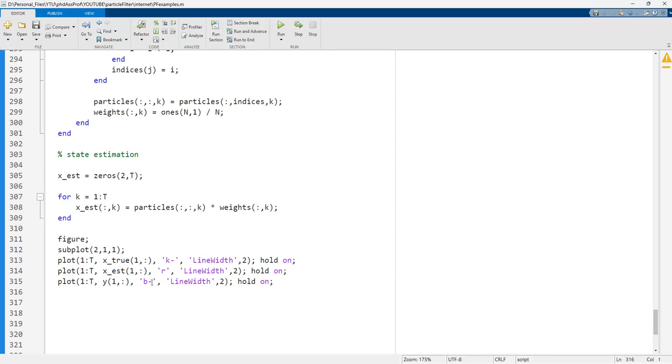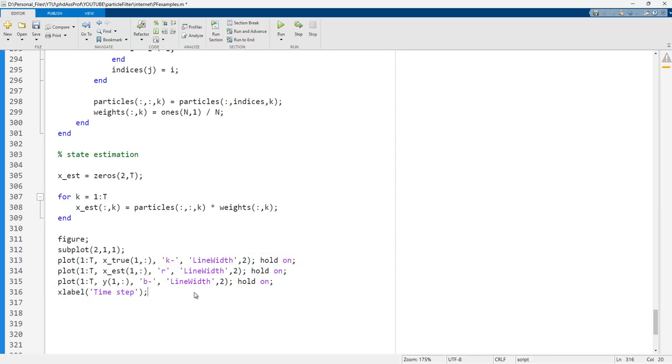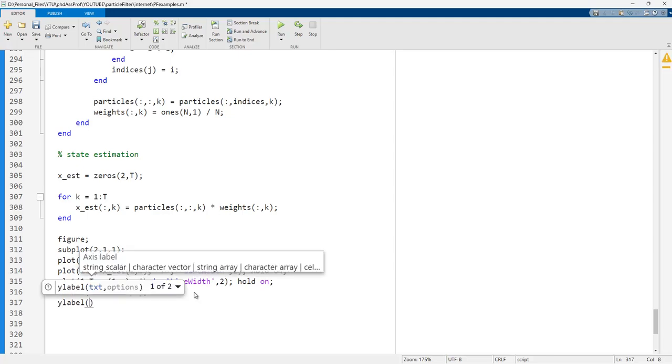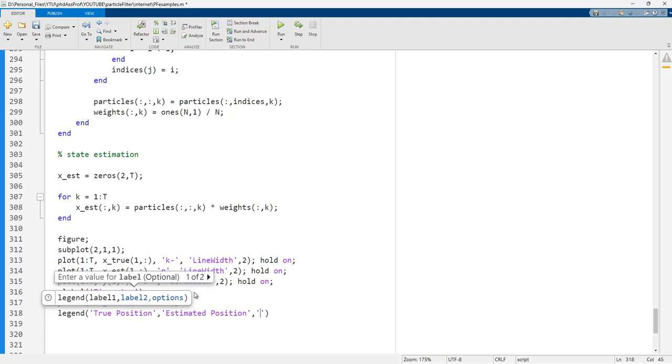so these are the signals representation, and so x label is the time step, and y label is equal to the angular position, and legend must be given in here is the true state or true position in terms of this one, and so estimated position and measured position coming from the sensor position, which is given in here, and grid off.